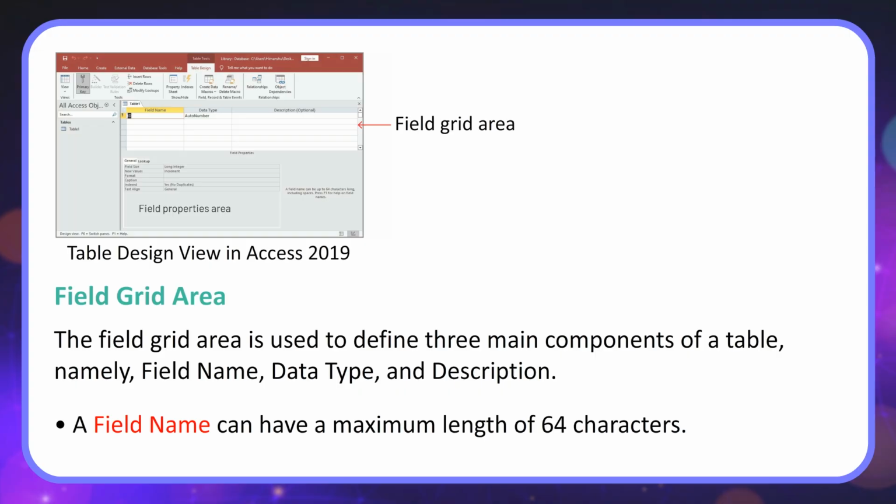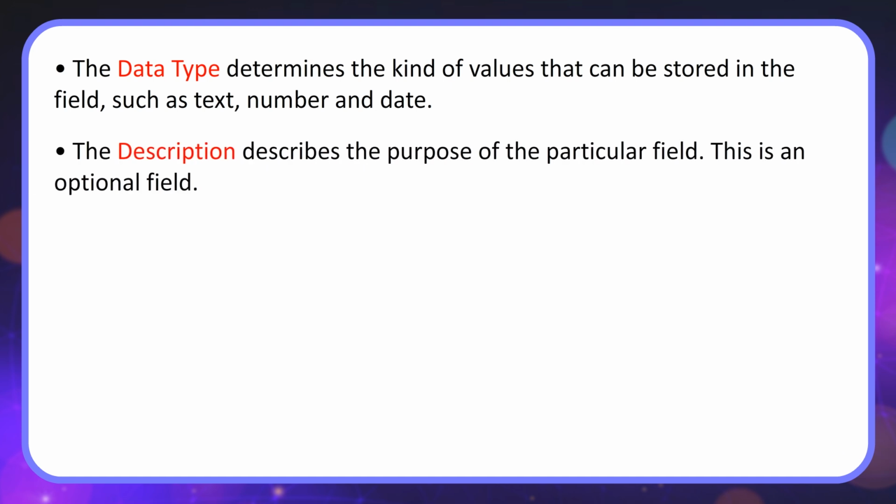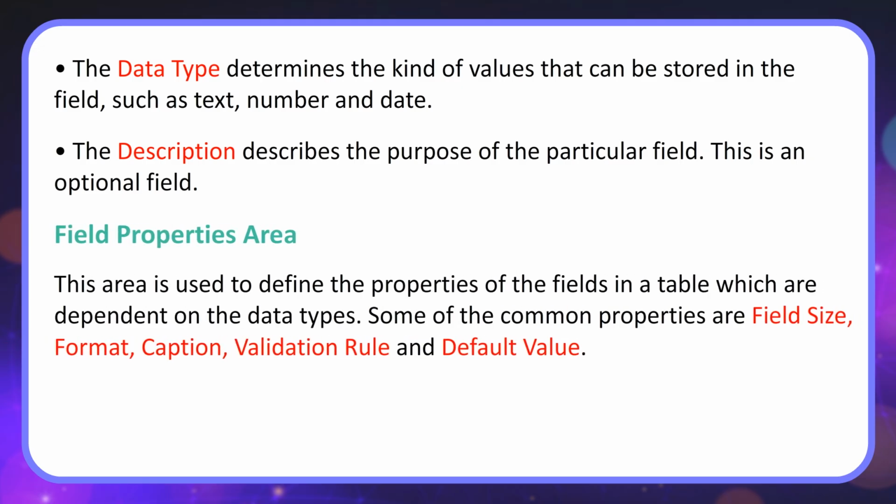A field name can have a maximum length of 64 characters. The data type determines the kind of values that can be stored in the field, such as text, number, and date. The description describes the purpose of the particular field. This is an optional field. Field Properties area. This area is used to define the properties of the fields in a table which are dependent on the data types. Some of the common properties are field size, format, caption, validation rule, and default value.